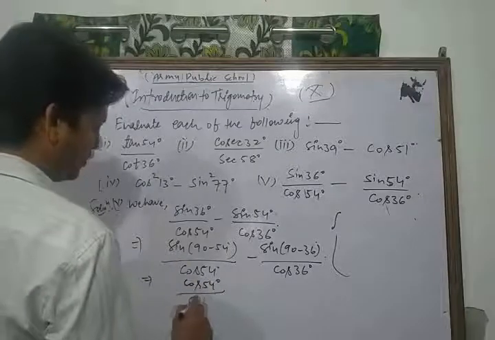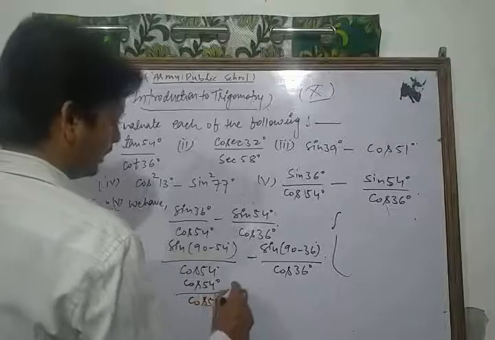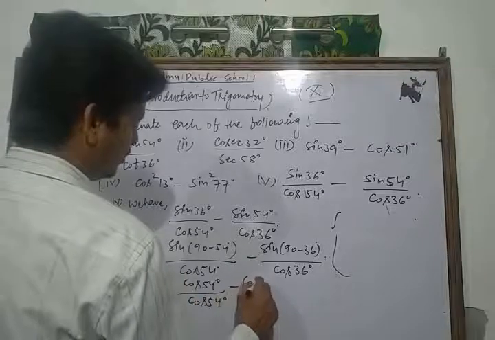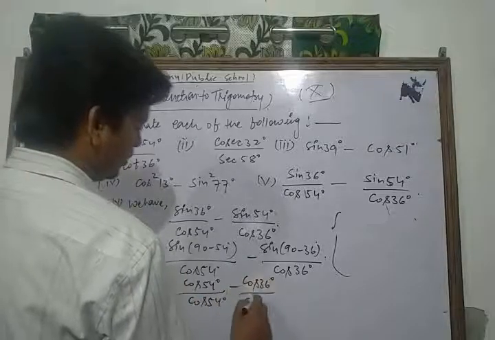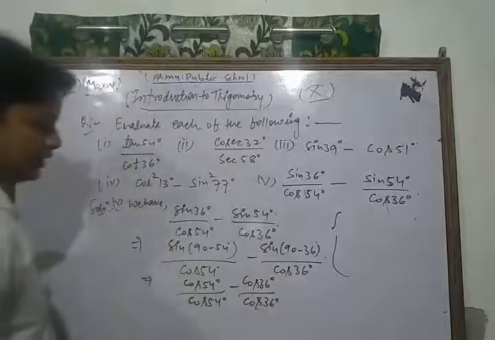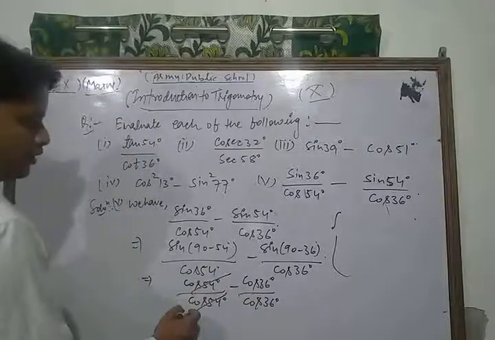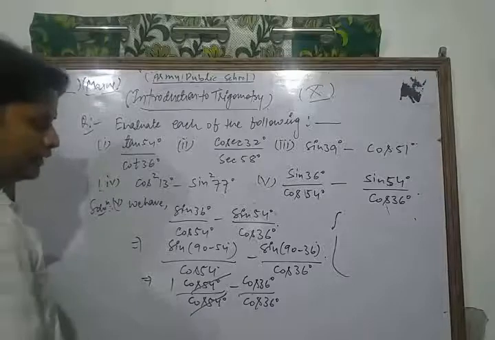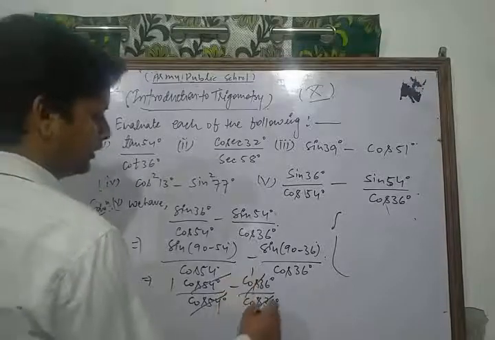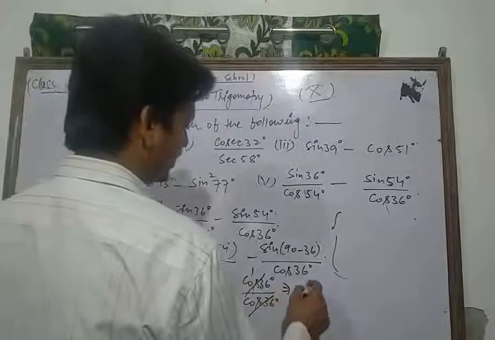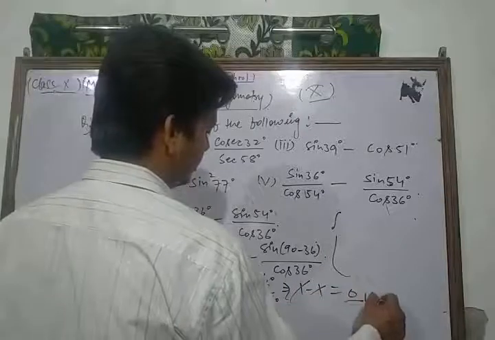cos 54 upon cos 54 degree minus cos 36 degree upon cos 36 degree. So cos 54 cancels, we get 1. These also cancel, so we get 1. So we have 1 minus 1, that is what? 0. This is the required solution.